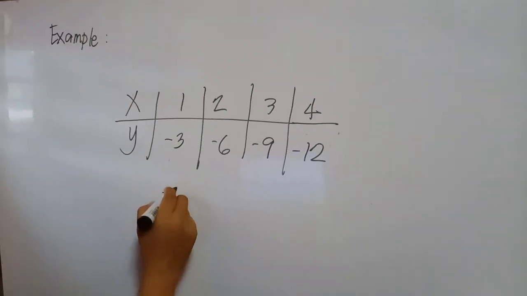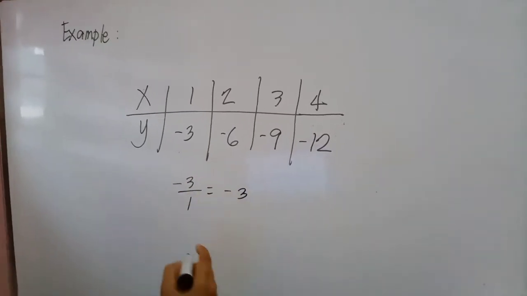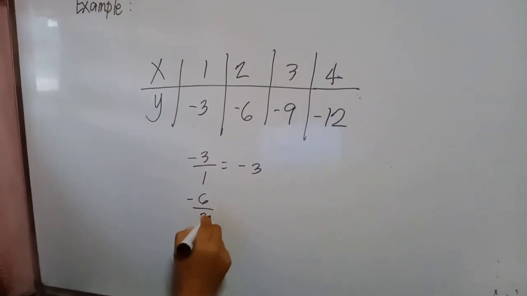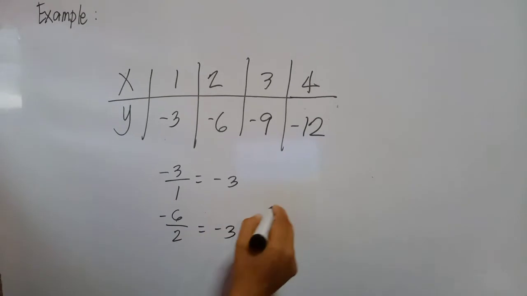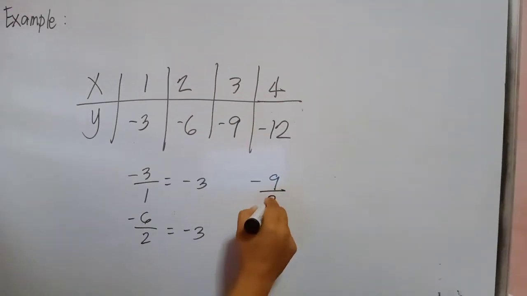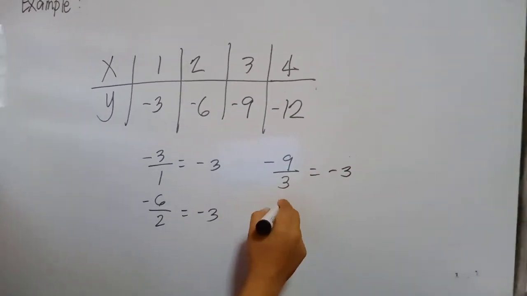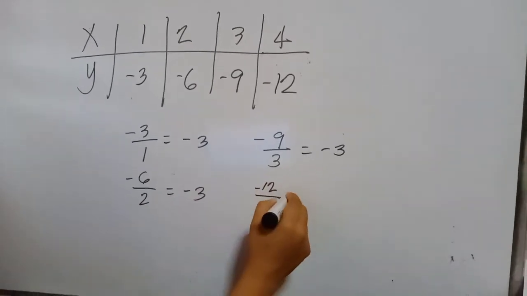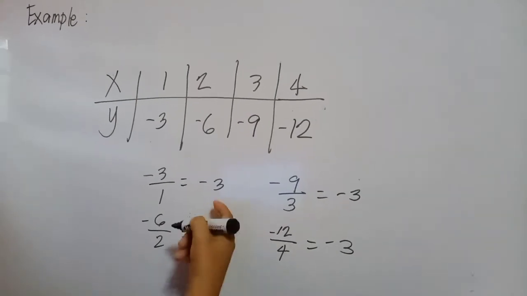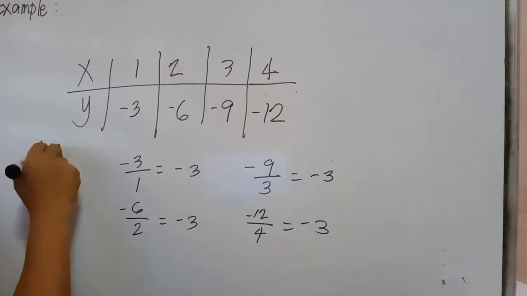So, we have negative 3 divided by 1 is negative 3. And then negative 6 divided by 2 is negative 3. Negative 9 divided by 3 is negative 3. And then negative 12 divided by 4 is negative 3. So it's very clear that there is a constant number which is negative 3. So this is a direct variation.